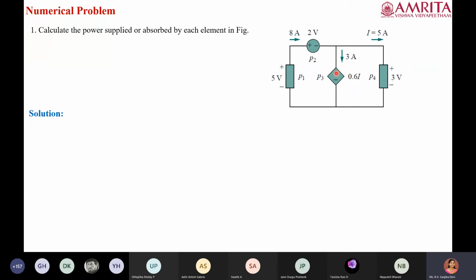Okay, so here we have a dependent source. Can you tell me what type of dependent source this one is? Yes, it is basically a voltage source because we have the plus-minus symbol, but it is controlled by a current. So it is a current controlled voltage source, and it has to be treated as a voltage source.